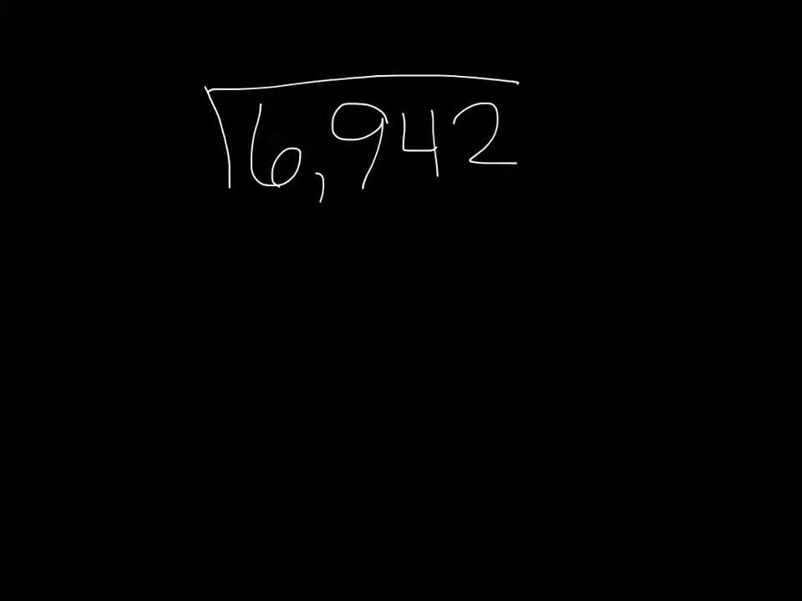6,942 divided by 3. The first thing you want to do is pretend like the 9, the 4, and the 2 are not there. The only thing you need to focus on right now is the 3 and the 6. We know 3 times 2 is 6, so 3 can go into 6 twice. 2 times 3 is 6, and then we subtract.